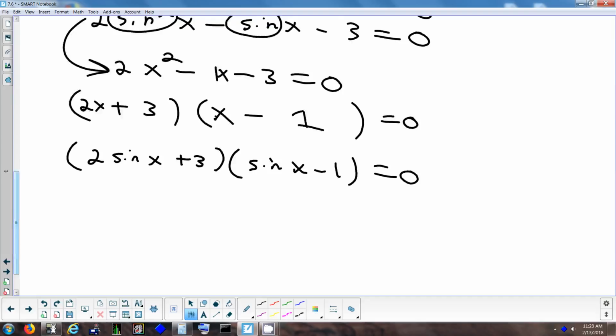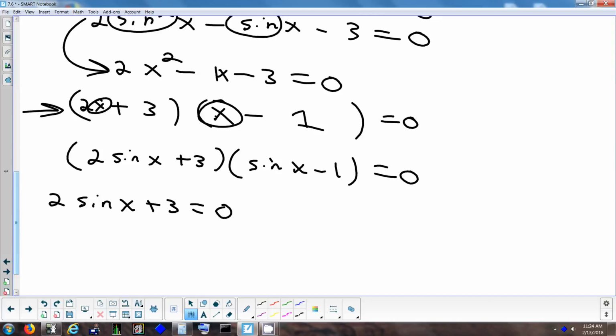That's how it really factors. But if this step helps you, it looks the same. It's basically the same thing. You're just changing these two things. The factoring is exactly the same. Now, what do you do with each set of parentheses? You set them equal to 0.